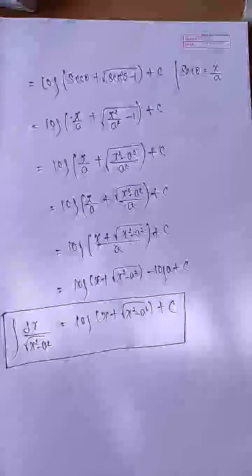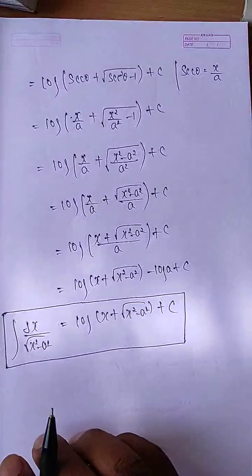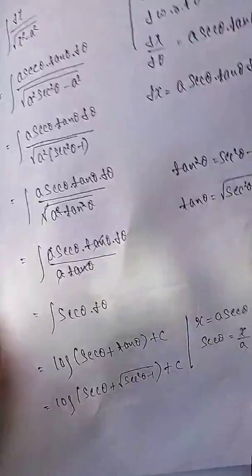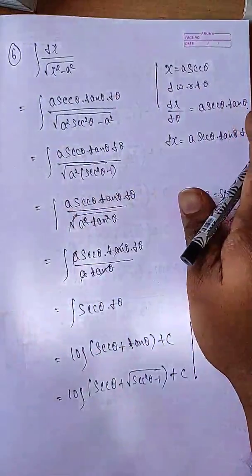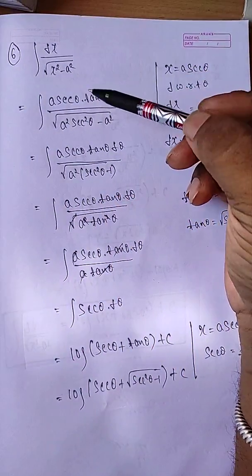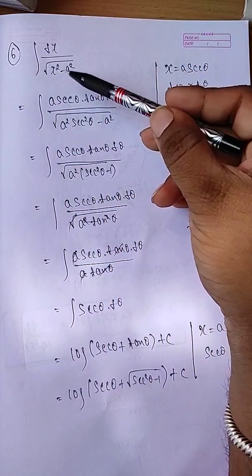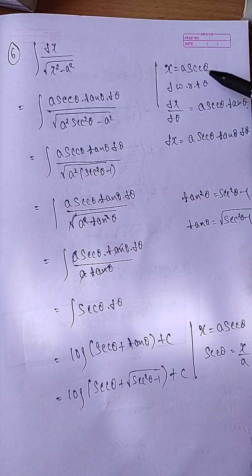Is it okay? Is it clear? Once again I am repeating, just listen here. In the fifth proof what we did, the same way we are doing here, nothing changed. Here, integration of dx by root of x square minus a square, we are substituting x is equal to a secant theta, differentiate with respect to theta.